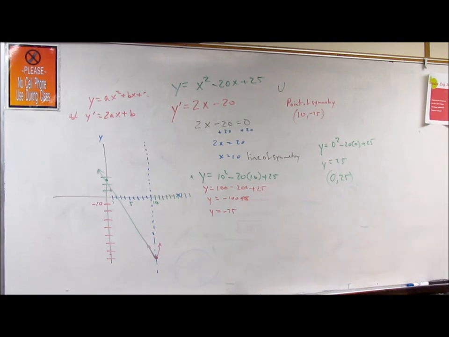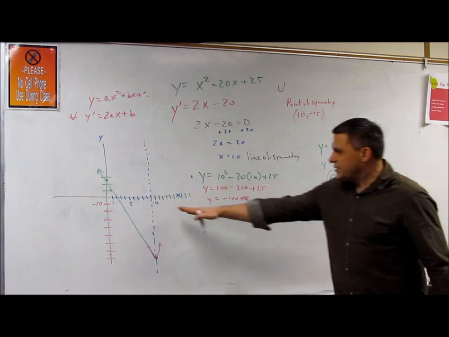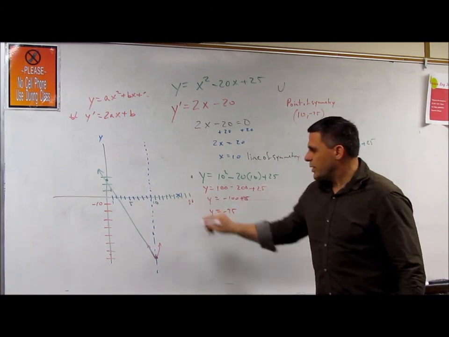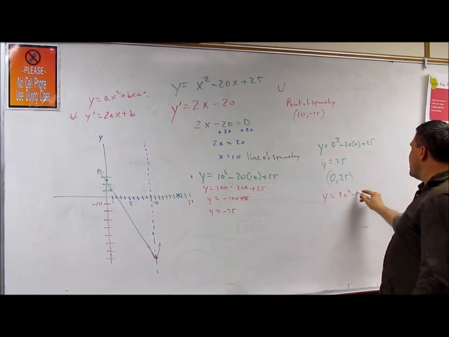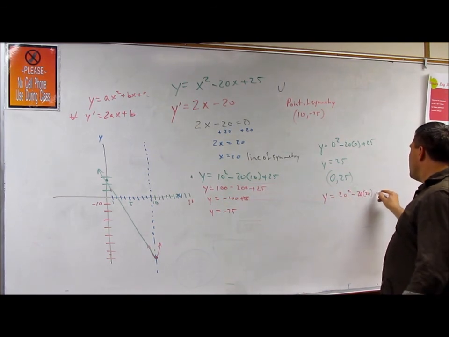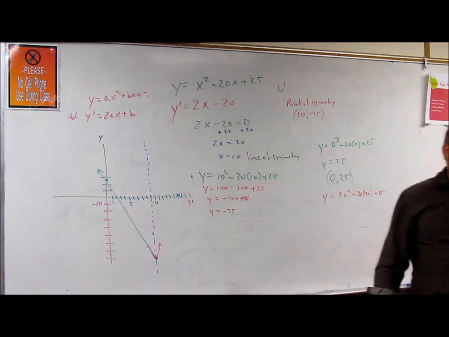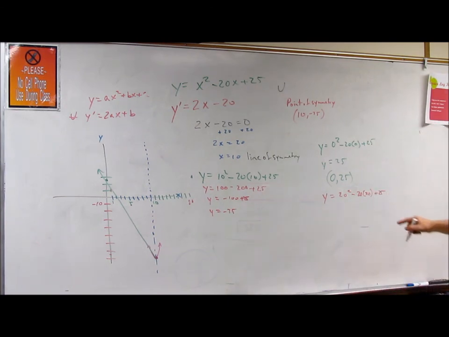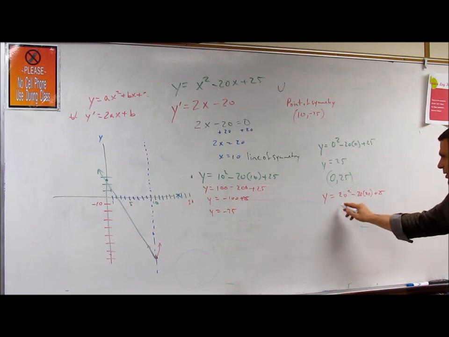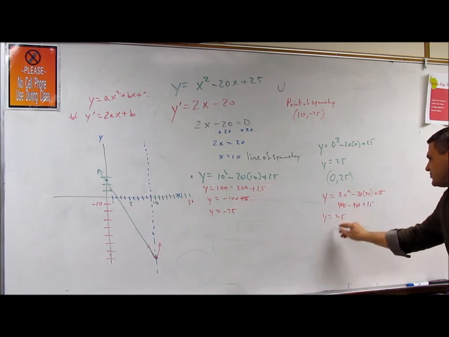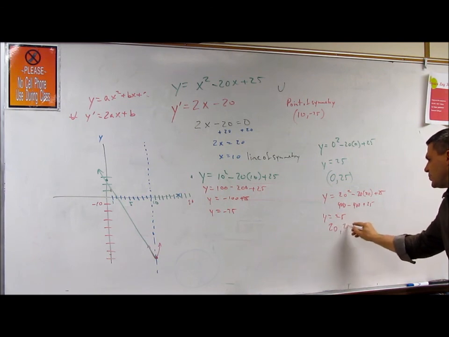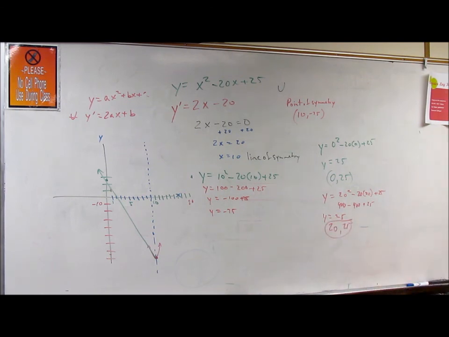I do what? Prove it. How do I prove it? Well, what is 10 plus 10? 20. So I need to plug that in. Y equals 20 squared minus 20 times 20 plus 25. Wow, look at that. Looks a lot like the last problem, right? 20 squared is 400 minus 400 plus 25. So y equals 25. So again, I got 20 and 25 as my point.